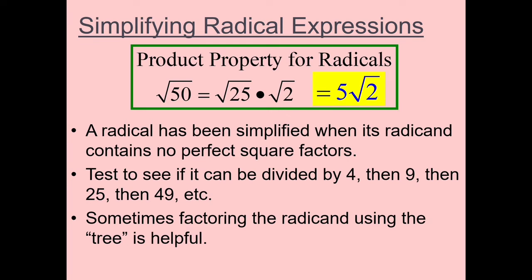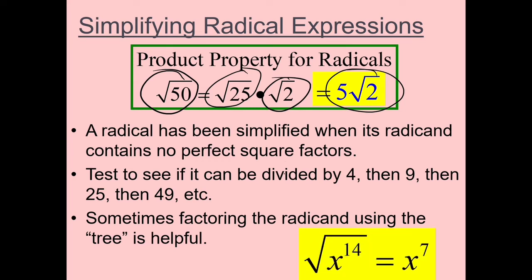Okay. Example, the product property for radicals. Yung square root of 50 natin can be factored out as square root of 25 times the square root of 2. And we know that 25 is already a perfect square. And the square root of 25 is simply 5. So, ang matitira na lang ay 5 times square root of 2. So, ang magiging final answer natin, 5 square root of 2.